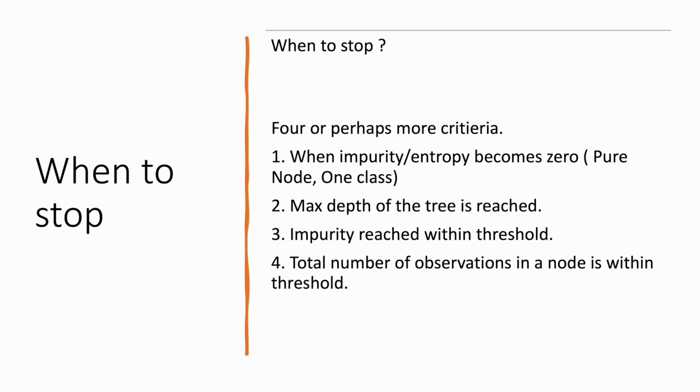Now total number of observations in a node is within the threshold. So sometimes we'll say that, okay, if the number of observations in a node itself has dropped to a minimum level, let's say 5 or something, I do not want to split it further down. It doesn't make sense to me to split it further down. So based on the number of observations, based on the impurity threshold, based on the maximum depth, and the first thing is very obvious: if the entropy itself becomes 0, that means you have a pure node, one class, then you should stop. So friends, I hope you know when to stop, and wherever you stop, you call that a leaf node, right? I have stopped building the tree further down. Now this is my leaf node.